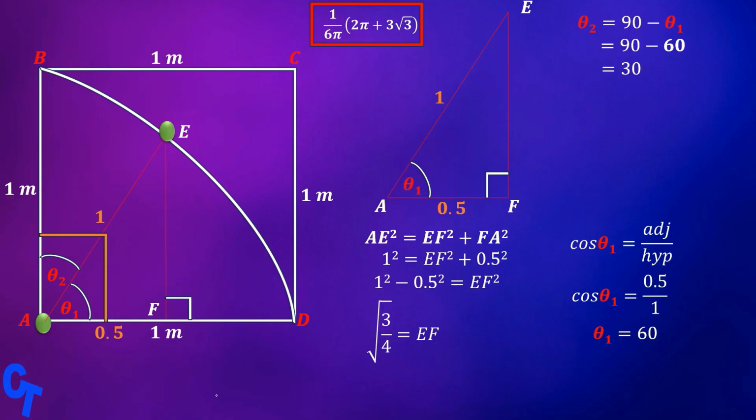So now what we're going to do, we need to find the area of the triangle AFE. So the area of the triangle AFE is half of base times height. And what is the base? Base is 0.5, and the height, we have calculated it, is root 3 over 4. Okay, so let's simplify that. If we do, we're going to get root 3 over 8.